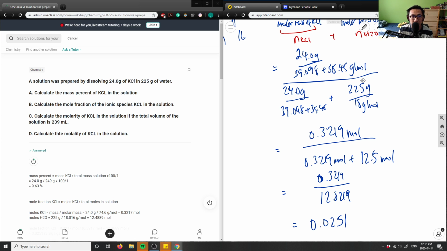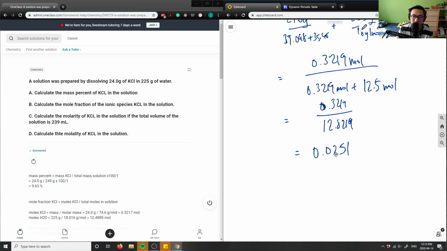So grams, so mass of water divided by the molar mass of water to give us 12.5. And then simply divided the two numbers out to get 0.251. So that's our mole fraction for this question here.